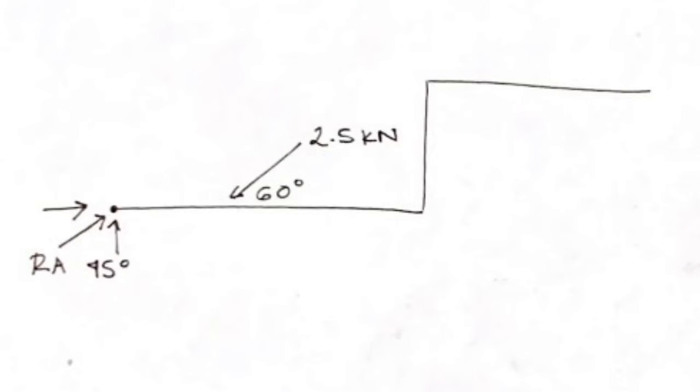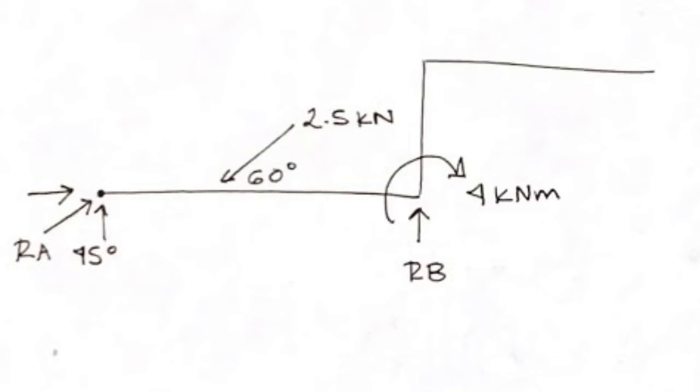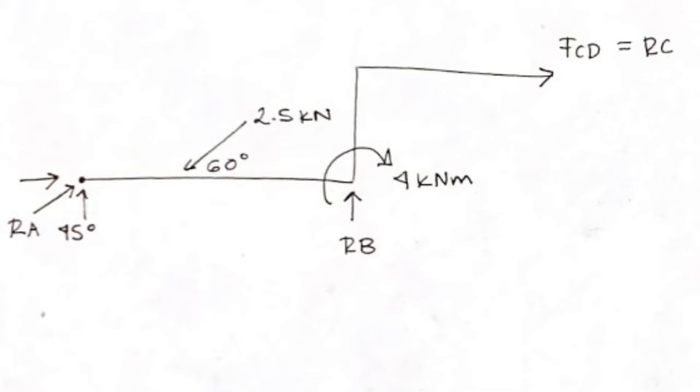Now we have a 2.5 kilonewton force that is placed at 60 degrees. And here we have a 4 kilonewton meter force that we're gonna call RB. Lastly, we have a force that is composed by points C and D that we're gonna call RC.